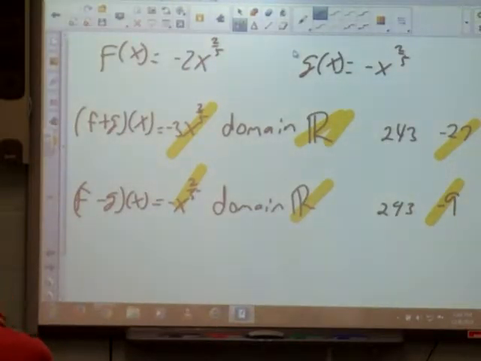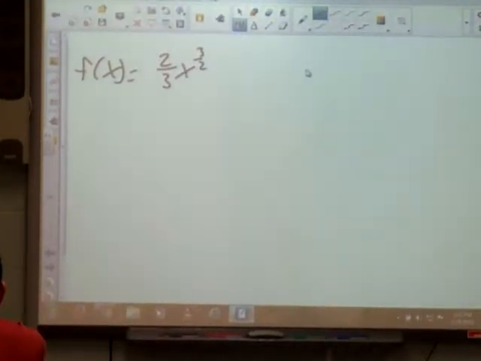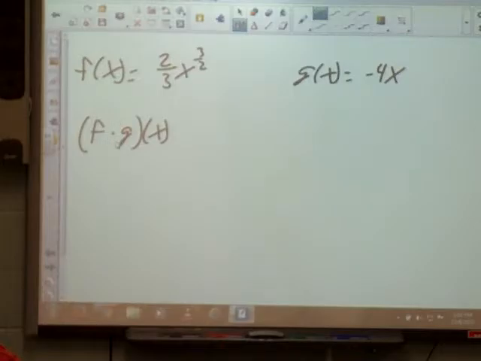Alright, page 2, I've got f of x is equal to 2/3 x to the 3/2, and g of x is equal to negative 4x. Now these are not like terms because this one's a 3/2 and this one's a 1, but I reminded you on division and multiplication, they don't have to be like terms. Number 1 wants us to do f times g of x. People in the morning said that's not the same as our notes. Well, in our notes I just didn't put the times sign. F times G, and F right next to a G means the same thing.